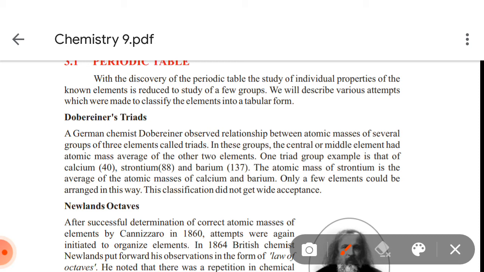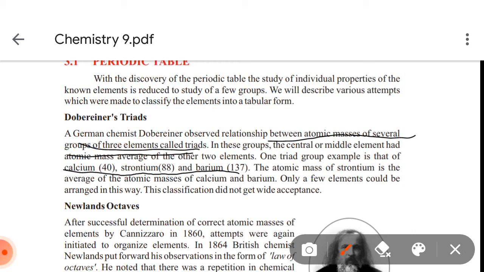सबसे पहले हमारे पास Dobereiner's triads था और he was a German chemist and he observed the relationship between the atomic masses of several groups of 3 elements called triads. In these groups, the central or middle element had atomic mass average of the other 2 elements. One triad group example is that of calcium, strontium and barium. ठीक है. The atomic mass of the strontium is average of the atomic mass of calcium and barium. अगर हम इनकी average निकालें तो जो strontium का atomic mass है, वो इनका answer ultimately वही होगा.